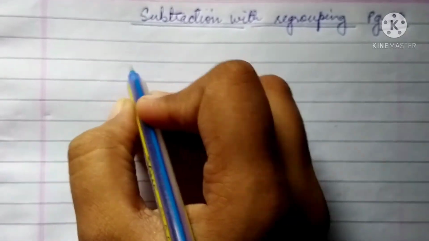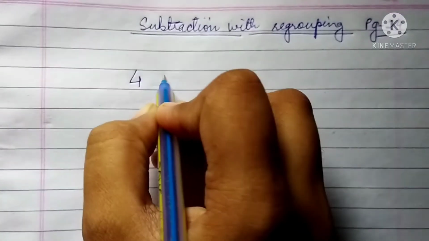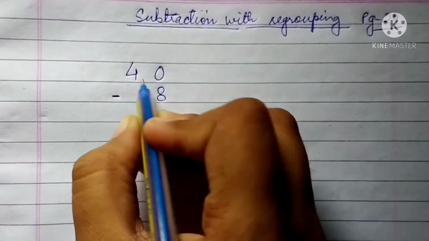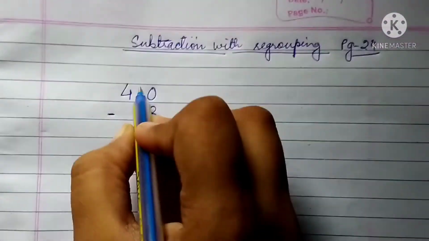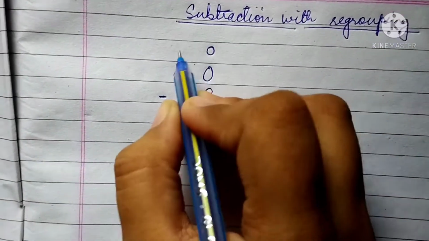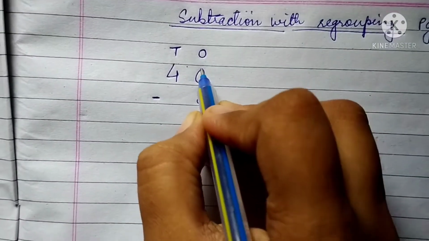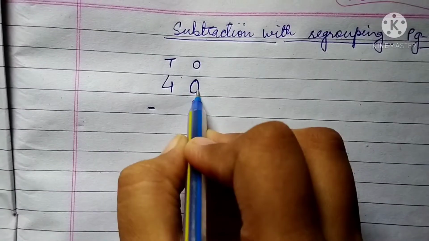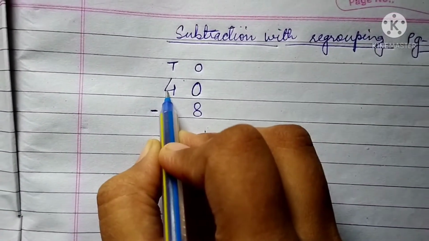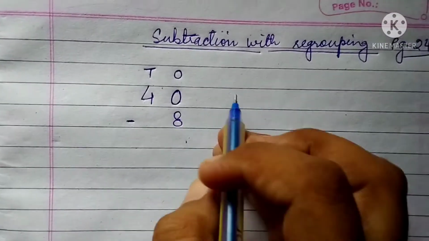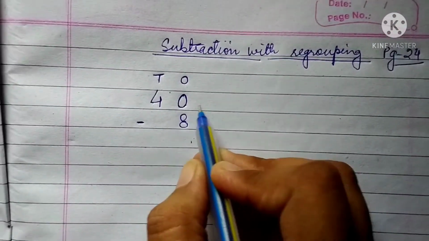So here we have a question. The first question, 40 minus 8. Okay, it's 40 minus 8. This place is called ones place and this place is called tens place. I hope you know that. Now let us see how we subtract. You know that here we have 0 ones and 4 tens, and below we have 8 ones and nothing in tens place. Okay, so let us start subtracting.